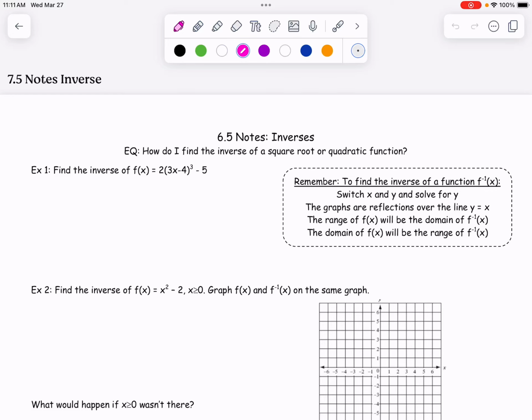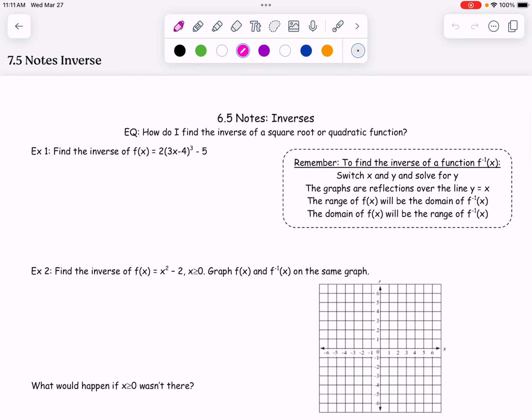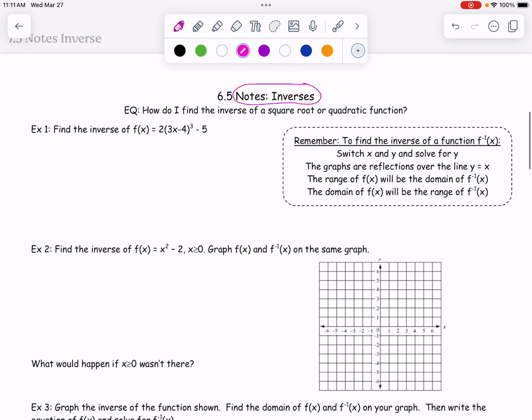Okay, this is the last lesson in rational exponents and radicals. We are finding the inverse, which is not the first time that you've seen that. You are going to solve for the inverse the same way that you solve for inverses in all of the other previous functions that we've covered. You're going to switch your x and your y. That is your main step. You switch your x and your y and you solve for y.